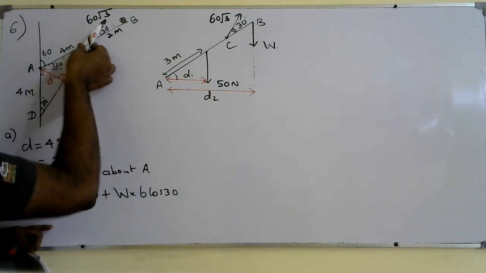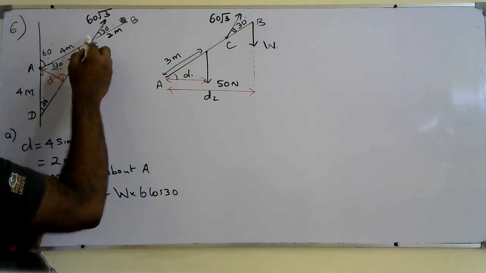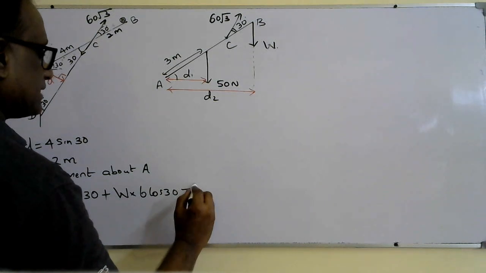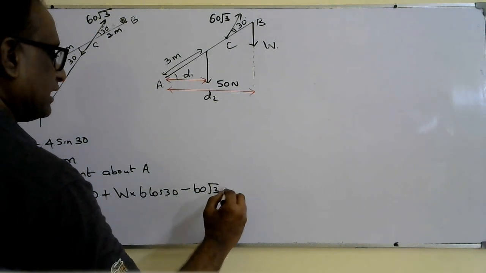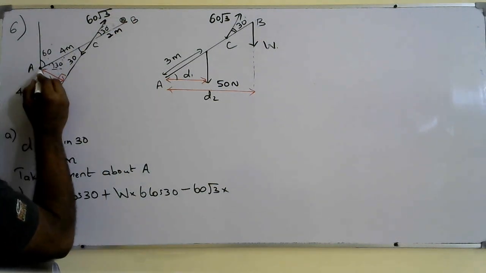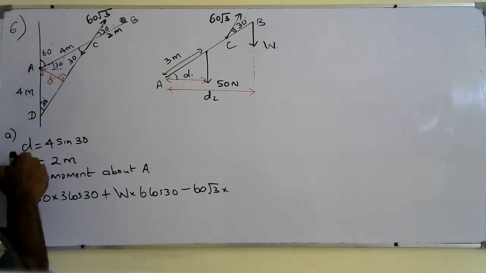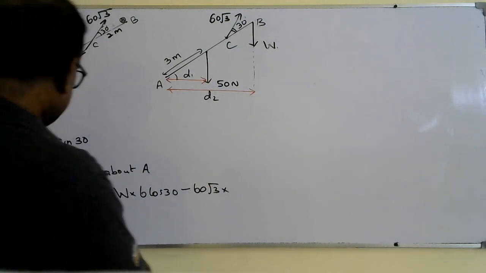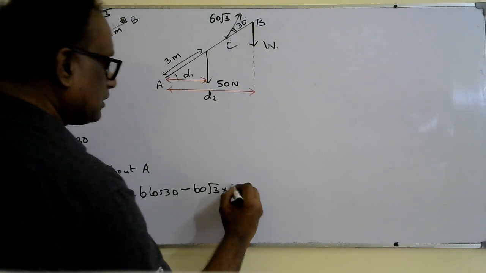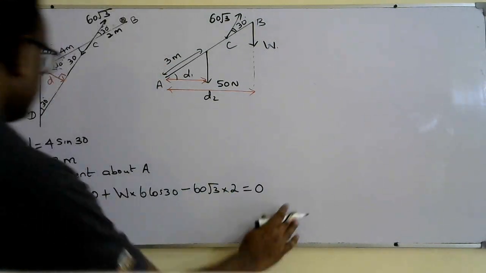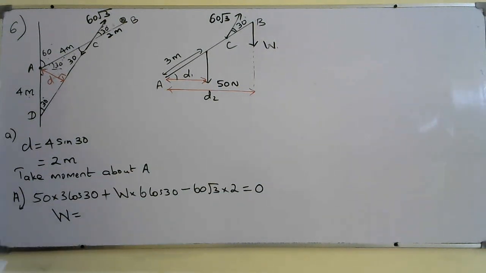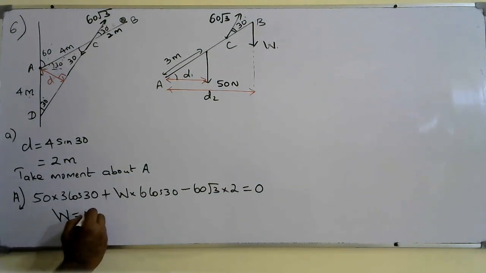Now this 60 root 3 will produce anti-clockwise moment about A. So that is minus 60 root 3 into the perpendicular distance to the line of action of 60 root 3 from A, this one, D. I already found it. D equals 4 sine 30. That is 2 meters. Equal to 0. Everything you know except W. Solve it and get the W. You will get 15 Newton.